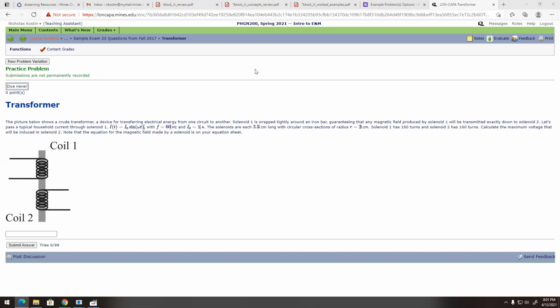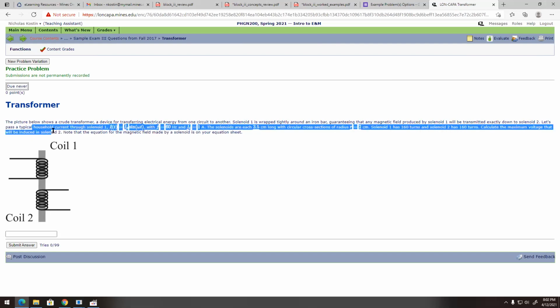Cool. All right, so it says, the picture below shows a crude transformer, a device for transferring energy from one circuit to another. So what we have is solenoid 1, which is wrapped tightly around an iron bar, meaning that any magnetic field produced by solenoid 1 is going to be transmitted exactly down to solenoid 2. We're going to pass a typical household current through solenoid 1. Let's say I of t is equal to I naught sine of omega t with frequency of 60 Hertz and 1 amp I naught. The solenoids are each 3.5 centimeters long. Calculate the maximum voltage that will be induced in solenoid 2.